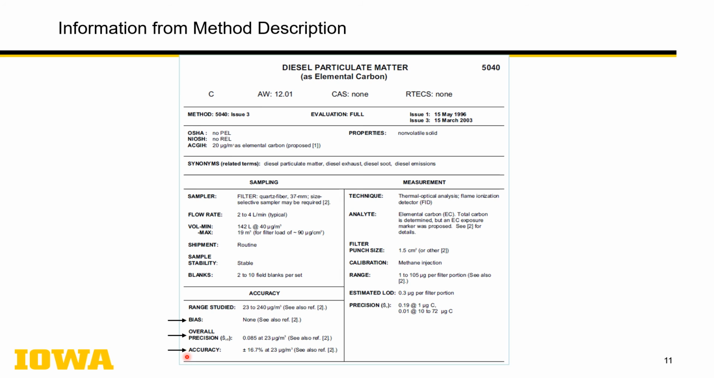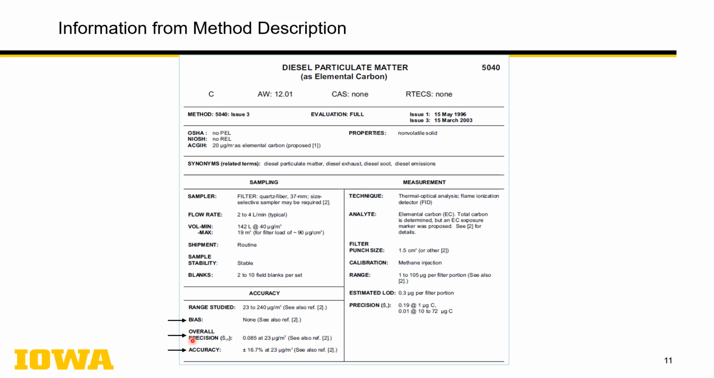In this case, it's plus or minus 16.7% at this low level of 23 micrograms per meter cubed. So a little bit of confusion there, and so sometimes you have to dig into the references to determine exactly what they mean by bias, precision, and accuracy.